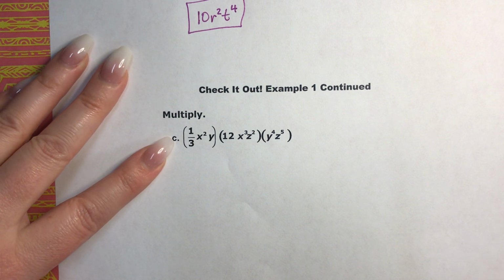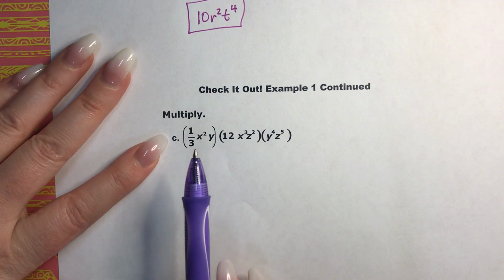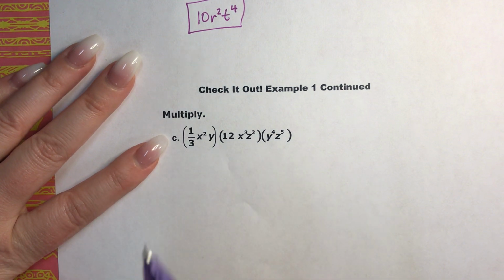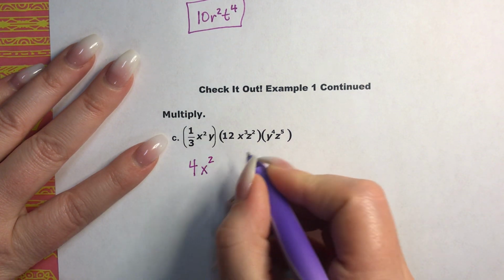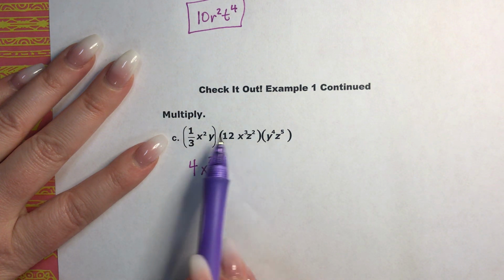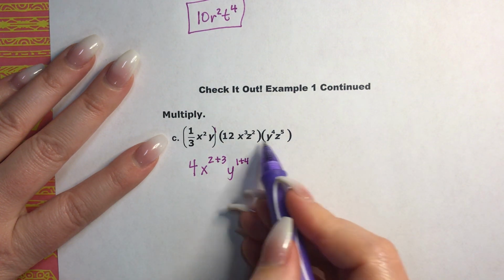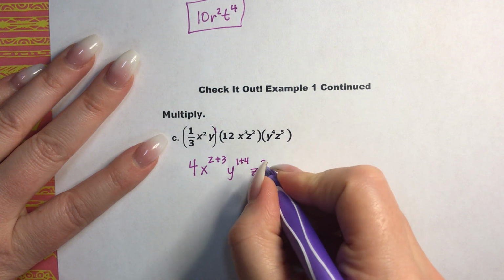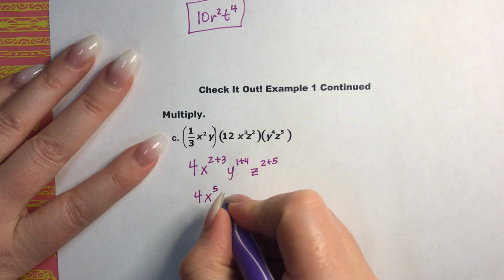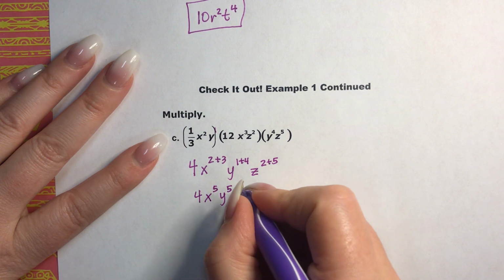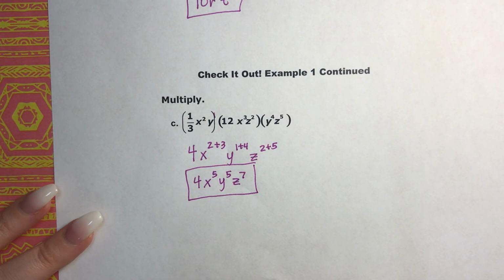Okay, let's see how you did. What I see here is everything's positive, so that means my answer is going to be positive. Then I see some numbers, 1/3 times 12. 1/3 times 12 is just 4. Then I see x, so product rule, x to the 2 plus 3. And then y, they have the same base, so it's going to be y to the 1 plus 4. And then it's going to be z to the 2 plus 5. And then we just simplify. And there we have it. There is our answer. All right. Perfect. That is it for example 1. I'll see you in a little bit for example 2.